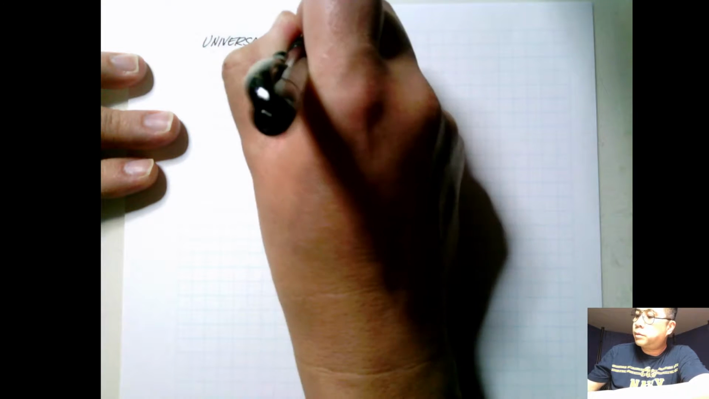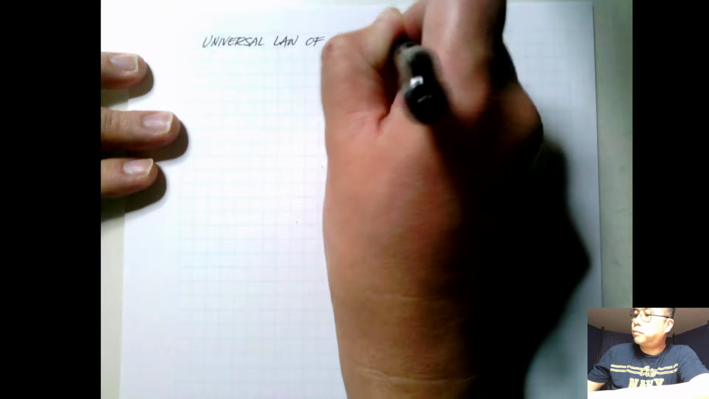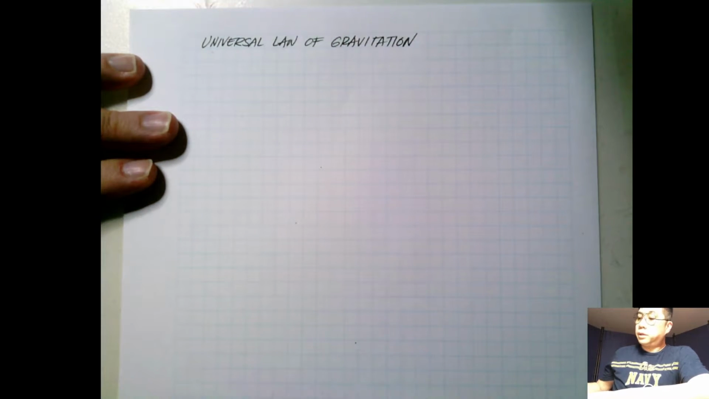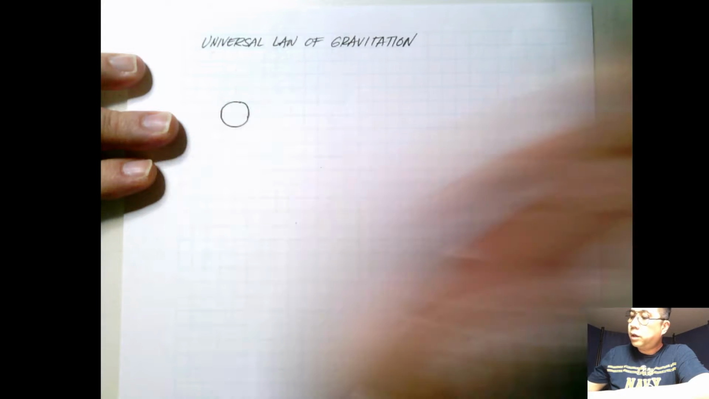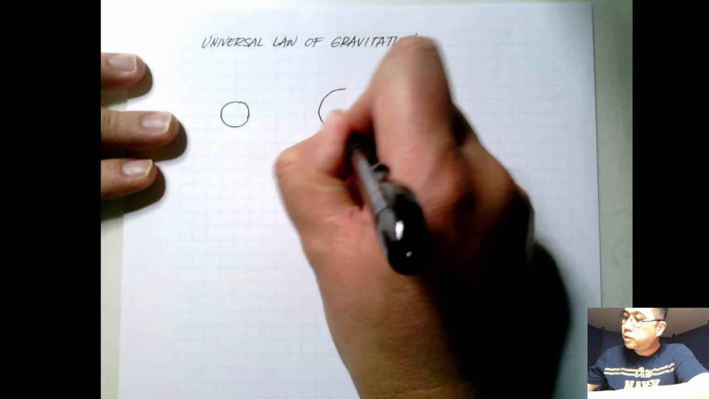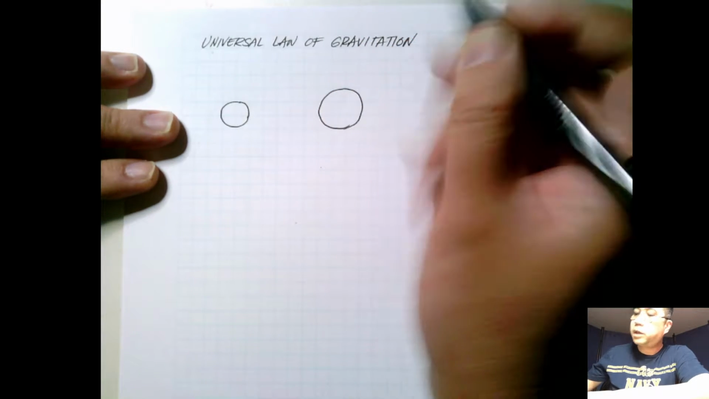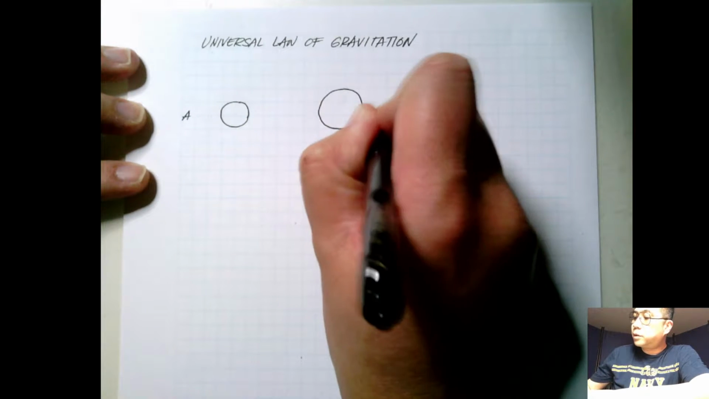According to the Universal Law of Gravitation, I am going to write the title first: Universal Law of Gravitation. If we have two objects, let's say object A and another, object B, so we have the first object, object A, and object B.